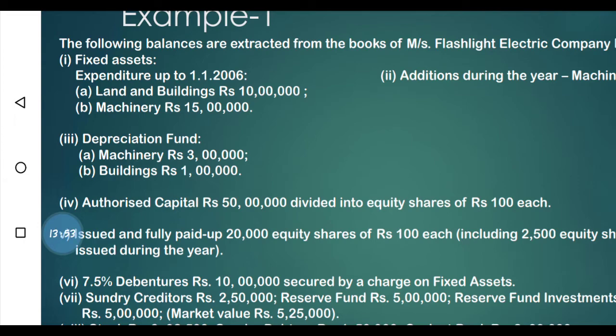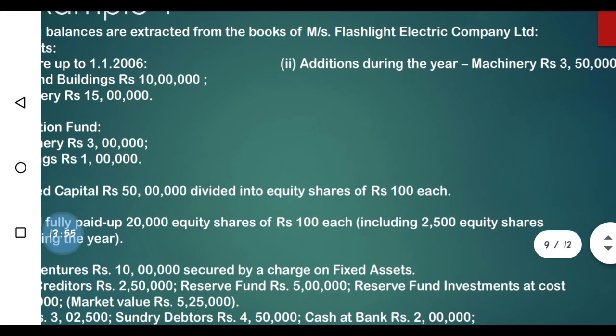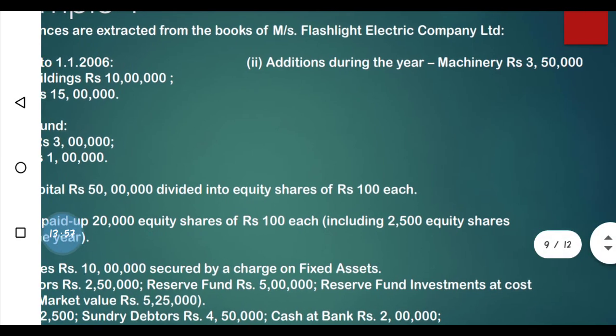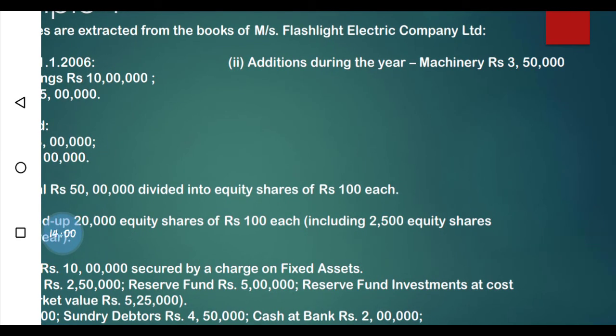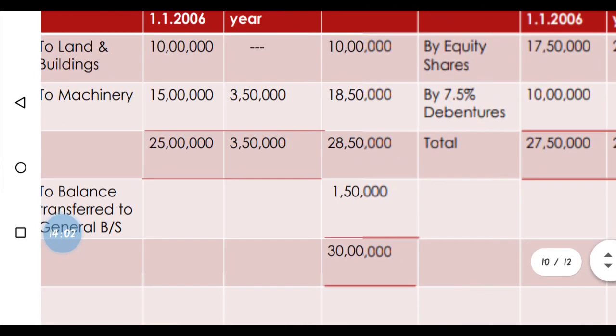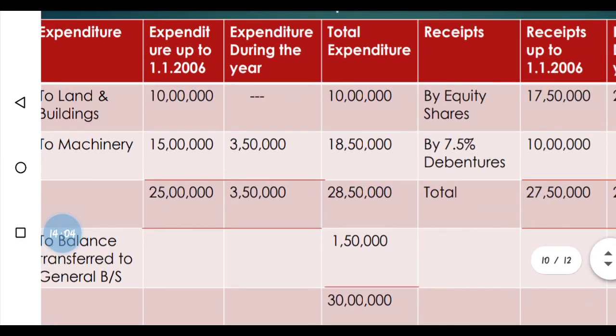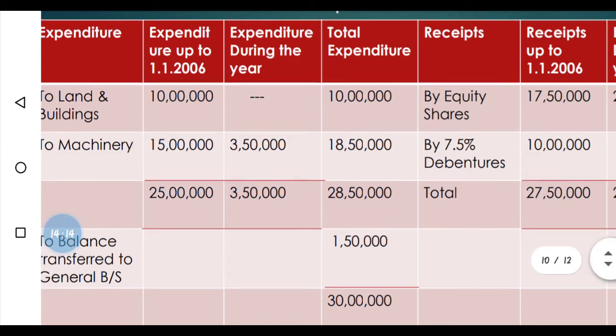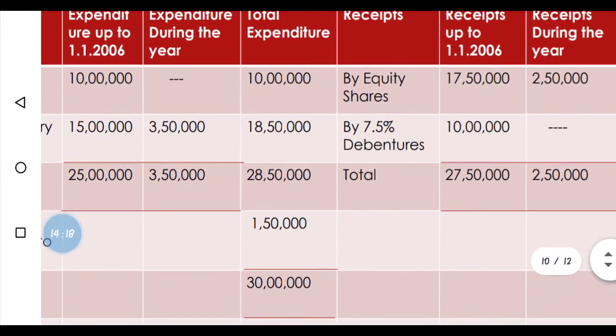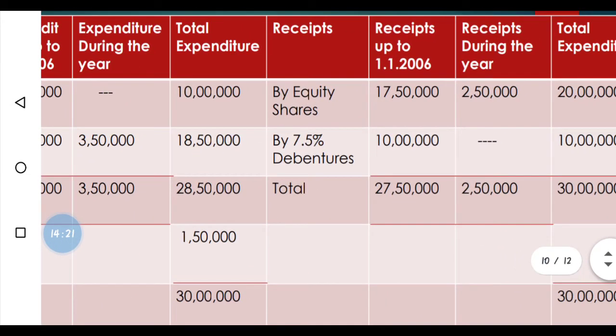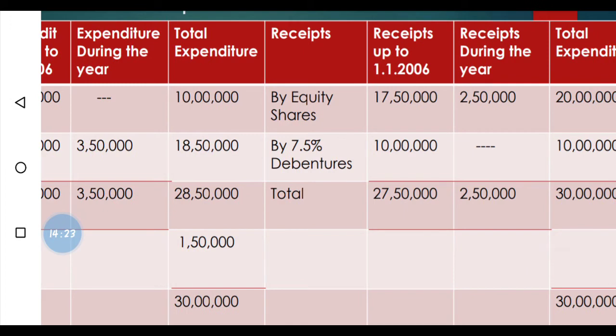Now for the current year, second point, addition during the year, they have purchased 3,50,000, that we have to write as expenditure during the year. So total expenditure up to 1/1/2006 is 25 lakhs and expenditure during the year is 3,50,000. Now total expenditure is 28,50,000, but total receipts are 30 lakhs. Now we have to balance both.